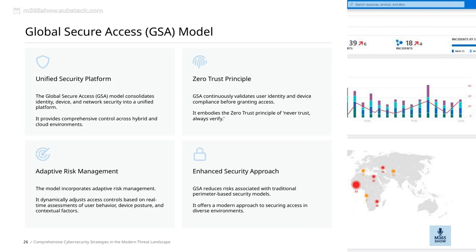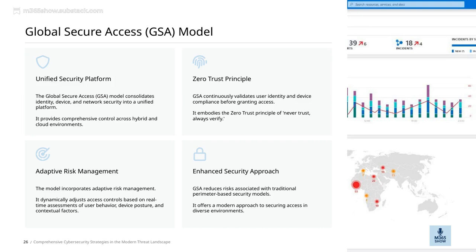This leads us to the concept of continuous validation. Before granting access, the GSA model constantly verifies who the user is and whether their device complies with the security policies. This aligns perfectly with the zero trust principle. Never trust, always verify. Essentially, no one is automatically trusted, even if they're inside the network perimeter.